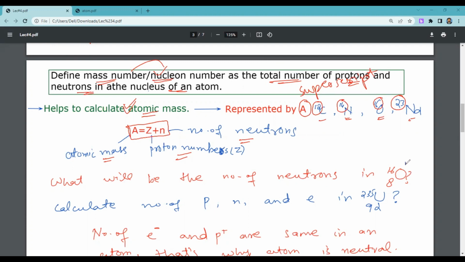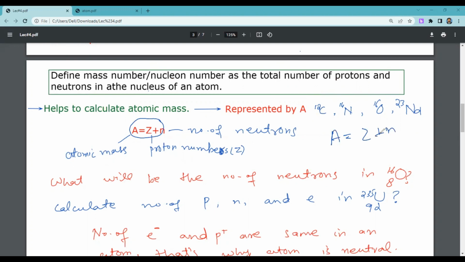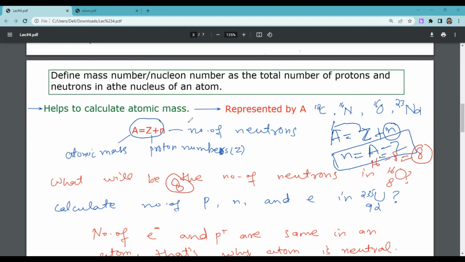What will be the number of neutrons in oxygen, whose atomic number is 8, while atomic mass is 16? By simply using this formula, A is equal to Z plus N. If we have to find N, then this formula will become N is equal to A minus Z, because moving Z to this side of the equation will change its sign from positive to negative. In this way, by subtracting the atomic number from the atomic mass, we can calculate the number of neutrons. 16 minus 8, so there will be 8 neutrons in oxygen.